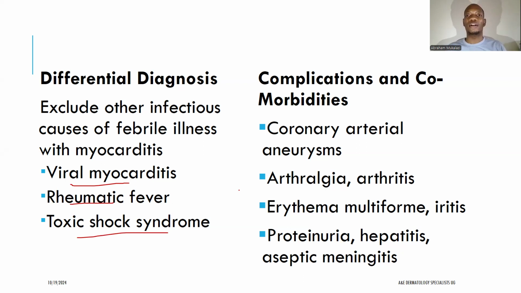And then we can also have complications and comorbidities that come with Kawasaki. These ones usually include the coronary artery aneurysms, the arthralgias, arthritis, erythema. You can end up with proteinuria, hepatitis, and then aseptic meningitis.